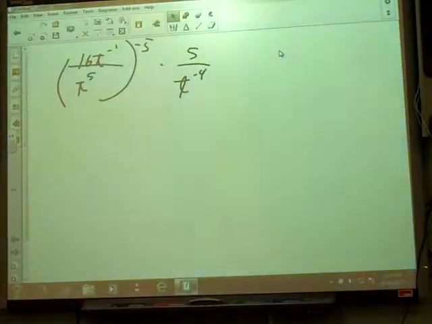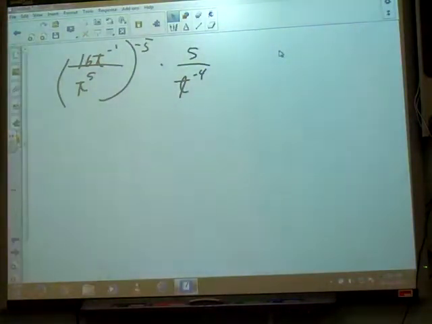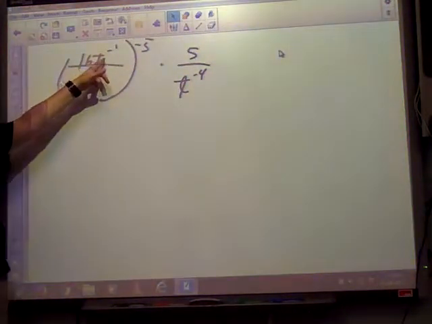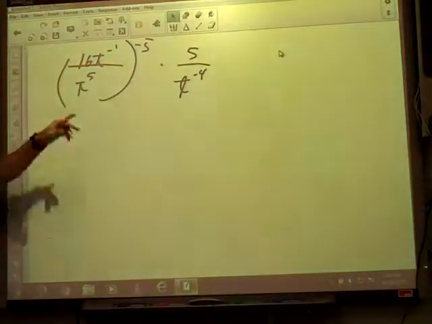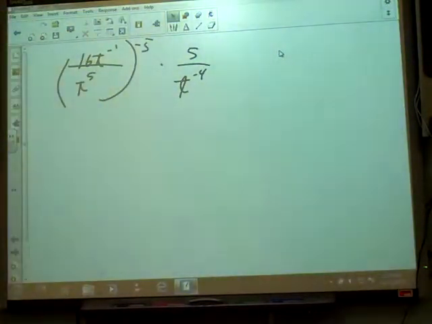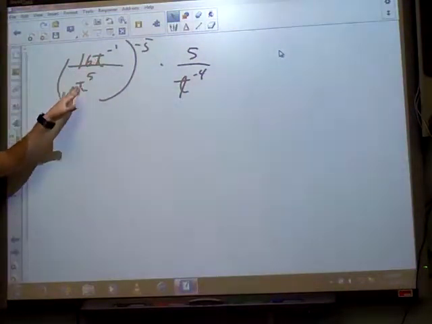Now the question is, that negative 1, what is it actually a power of? The 16, the t, both? Just the t. It's only on the t. So the t has a negative power, which means it needs to go on bottom to become positive. So I'm going to put a t to the first on bottom.